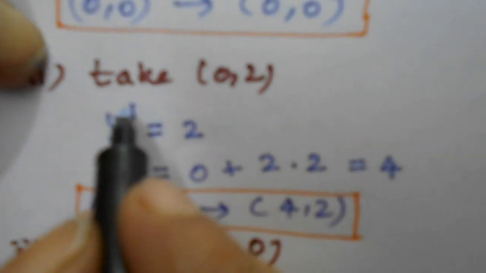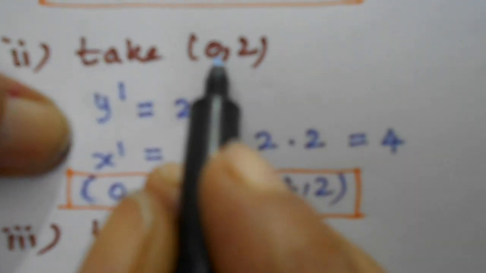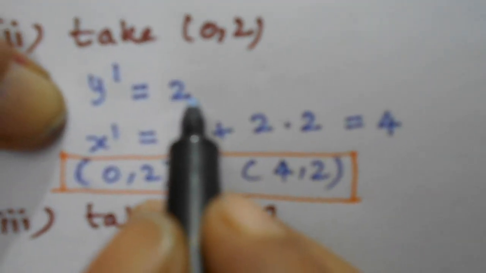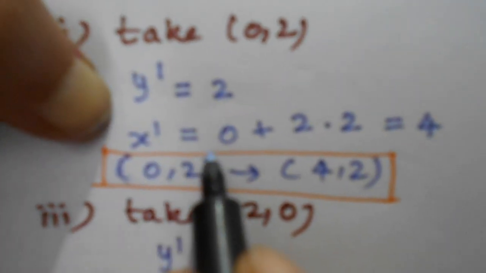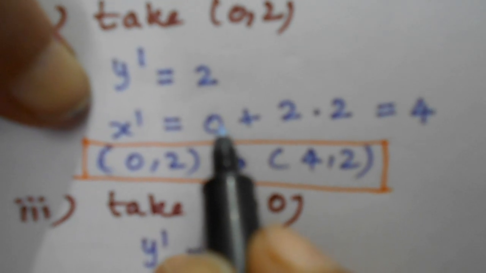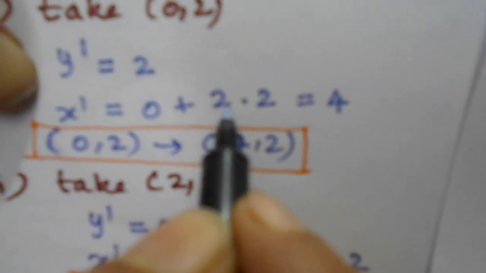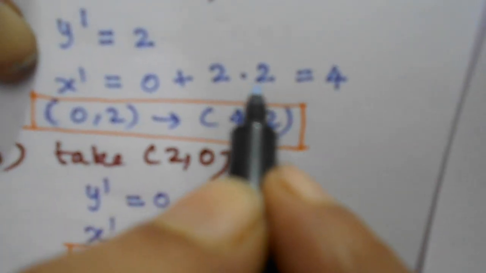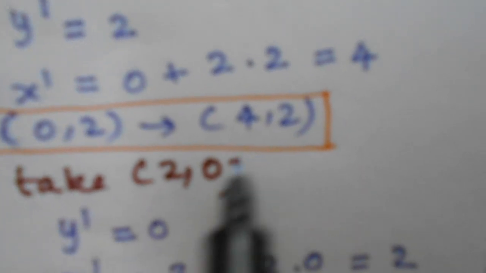Now we go to the next point, that is (0, 2). Here x is 0, y is 2, y' is equal to y, which is 2. x' is equal to x, here 0, plus shx 2 times y 2, 2 into 2 is 4. So (0, 2) becomes (4, 2).